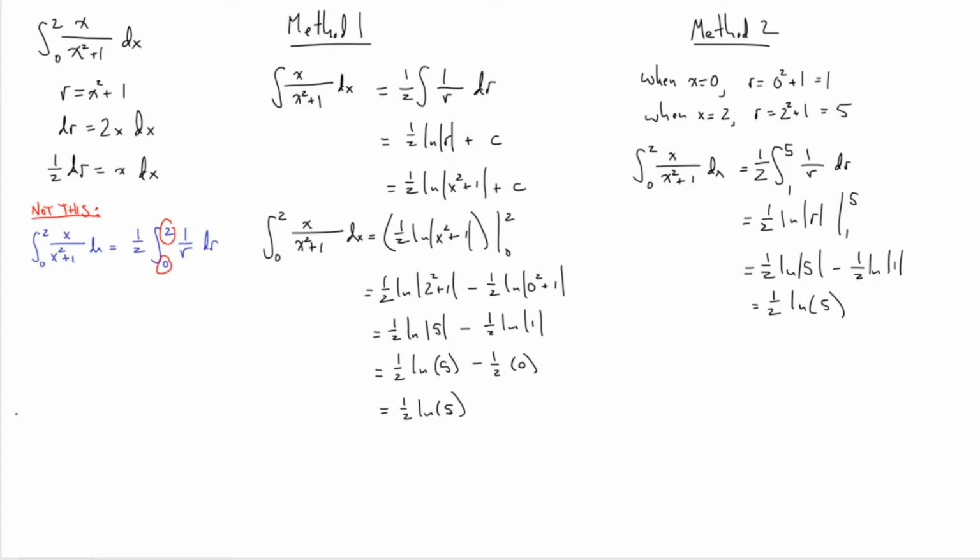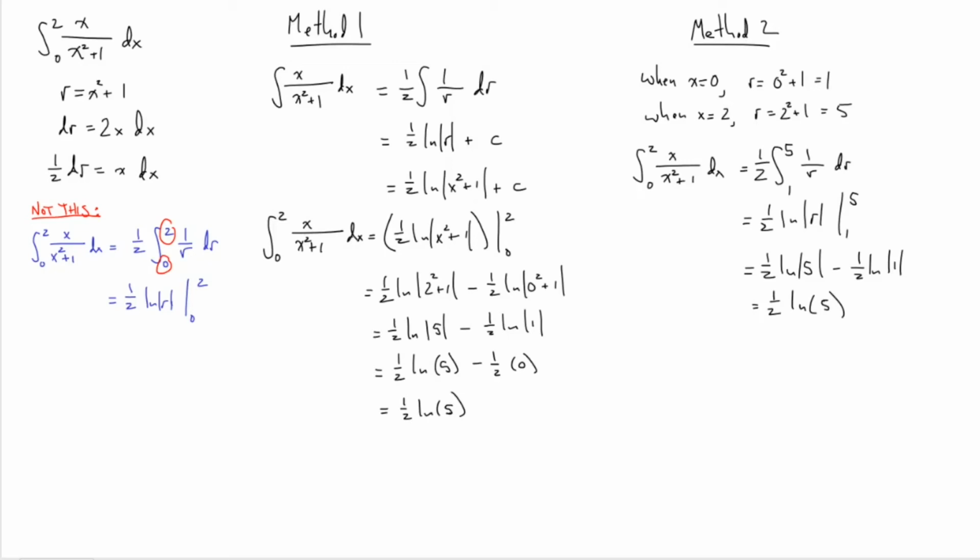The integral from 0 to 2 of x over x squared plus 1 dx is absolutely not equal to 1/2 the integral from 0 to 2 of 1 over r dr. So never do that. Just to see where people tend to go with that, it is true that 1/2 the integral from 0 to 2 of 1 over r dr is equal to 1/2 the natural log of the absolute value of r evaluated from 0 to 2.